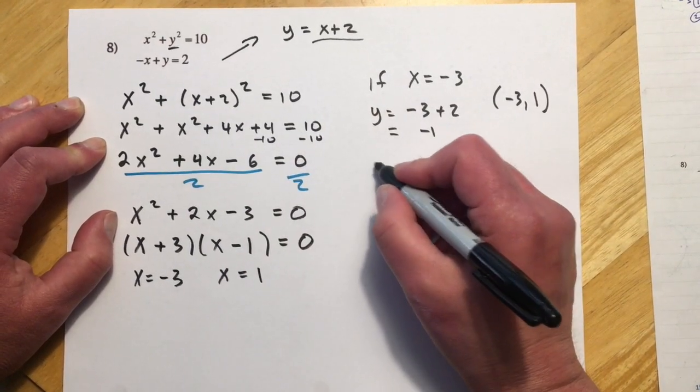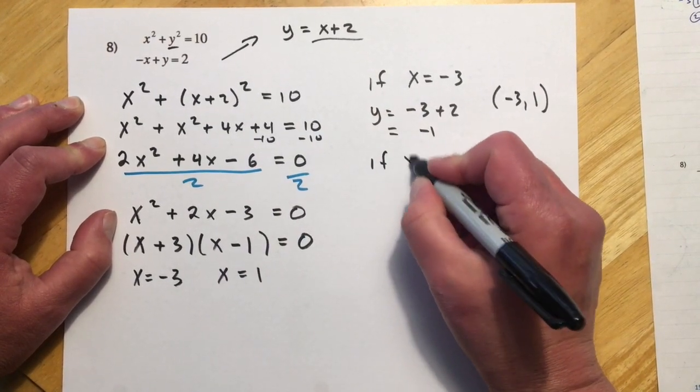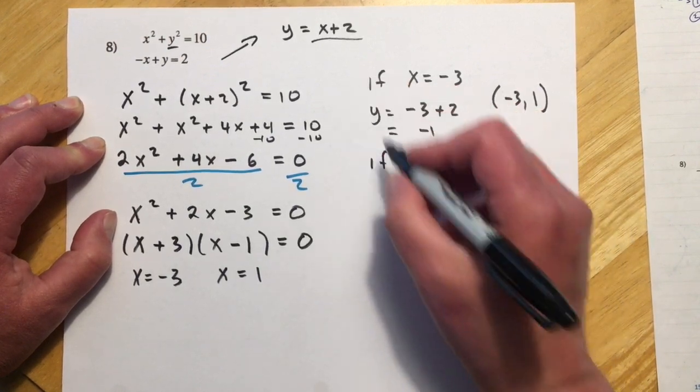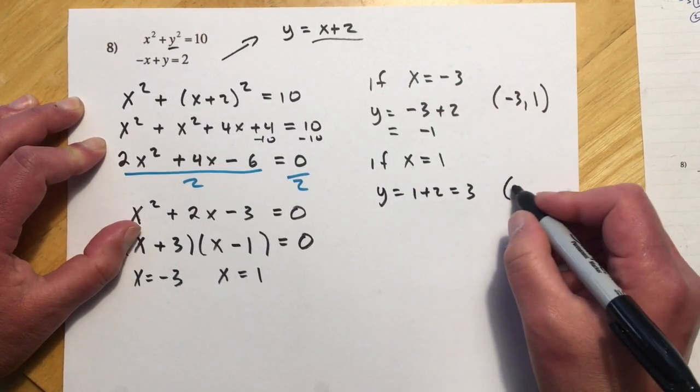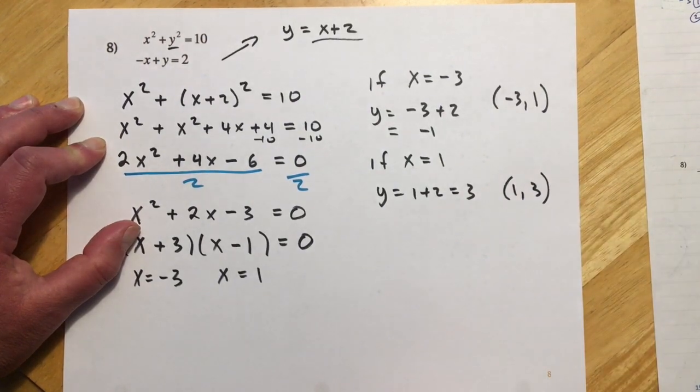And then if x equals 1, so then I have y equals 1 plus 2 makes 3. So that would be 1, 3 for our second solution.